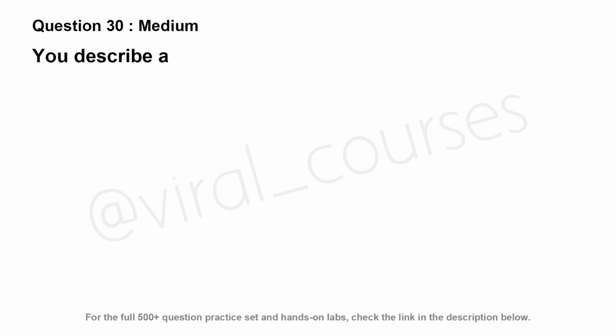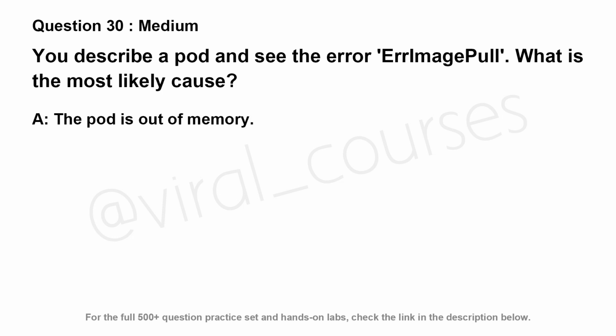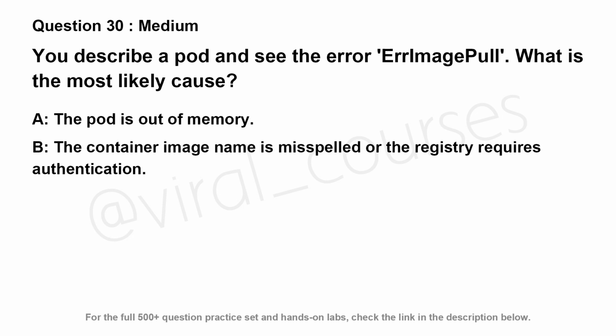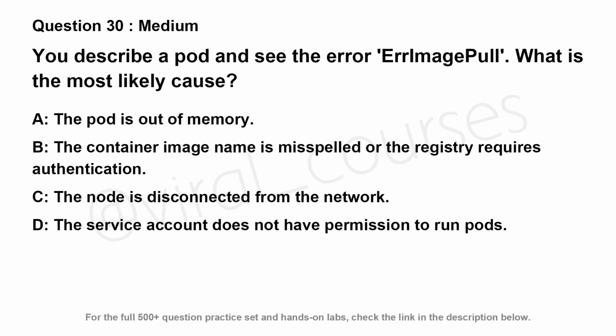You describe a pod and see the error ImagePullBackOff. What is the most likely cause? Option A. The pod is out of memory. Option B. The container image name is misspelled or the registry requires authentication. Option C. The node is disconnected from the network. Option D. The service account does not have permission to run pods.